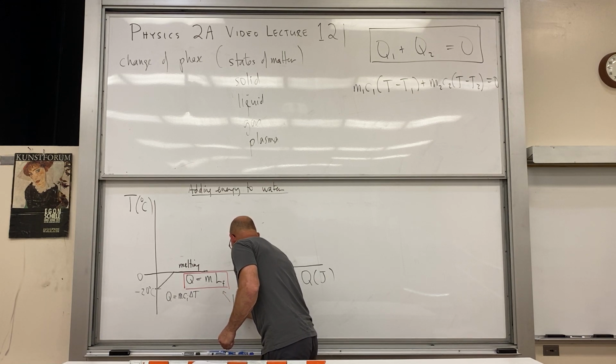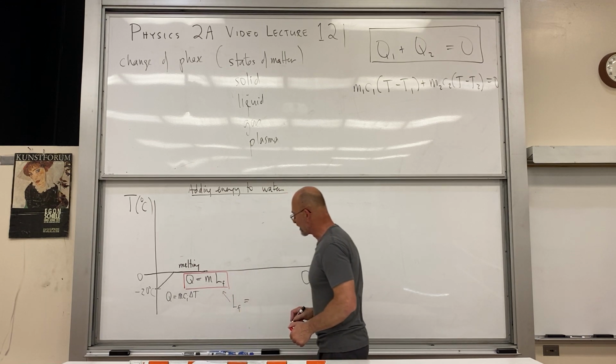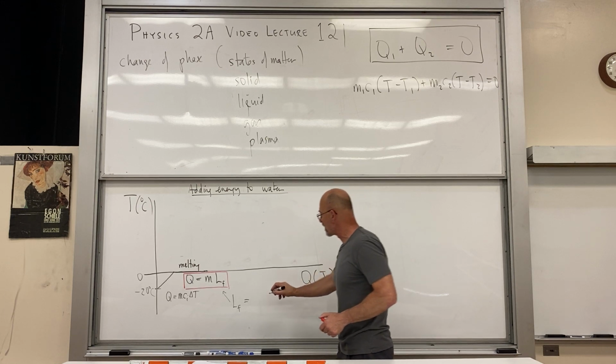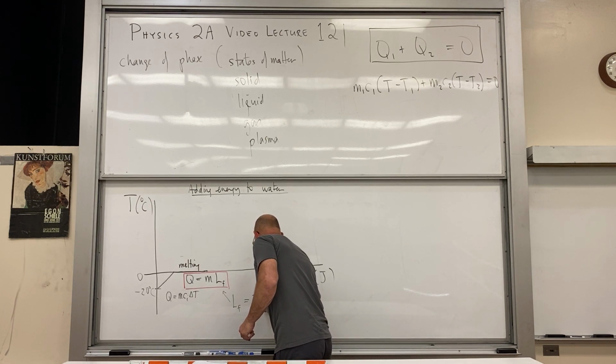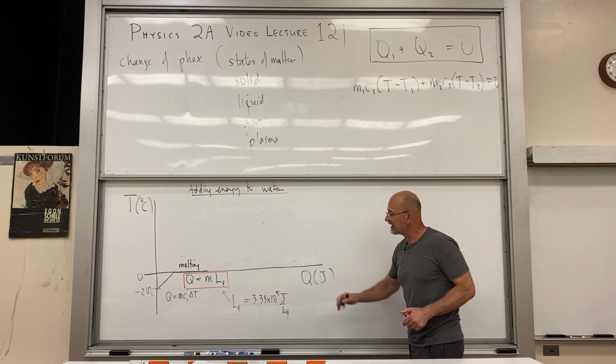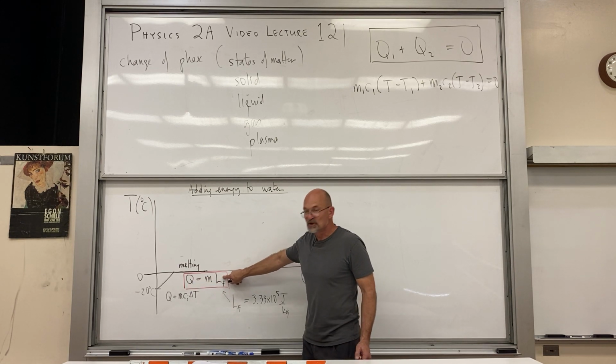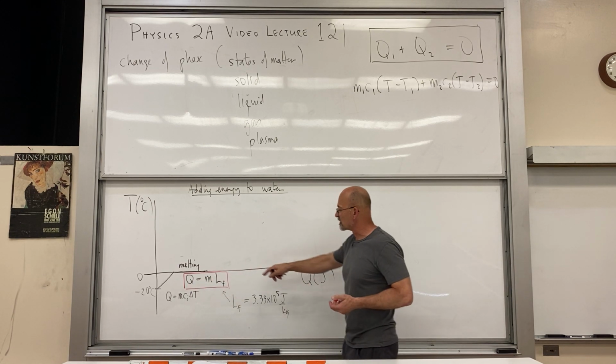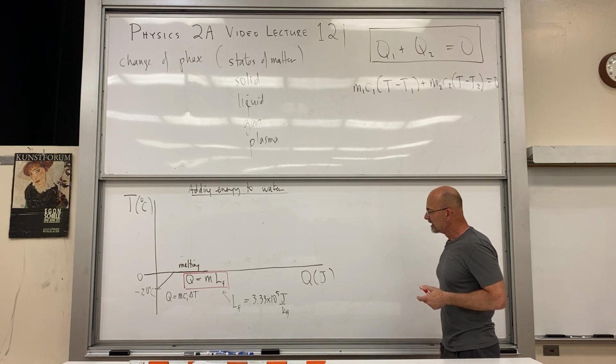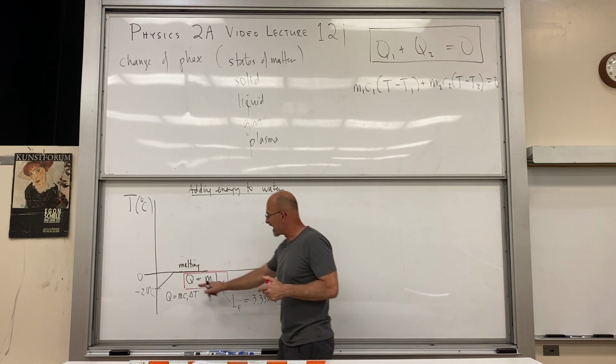So L sub F for water, everything has its own latent heat of fusion. For water, this is 3.33 times 10 to the 5 joules per kilogram. Because you can see that if the left side is joules and this is kilograms, this must be joules per kilogram. So we did our dimensional analysis right there. That's an enormous amount of energy, actually.